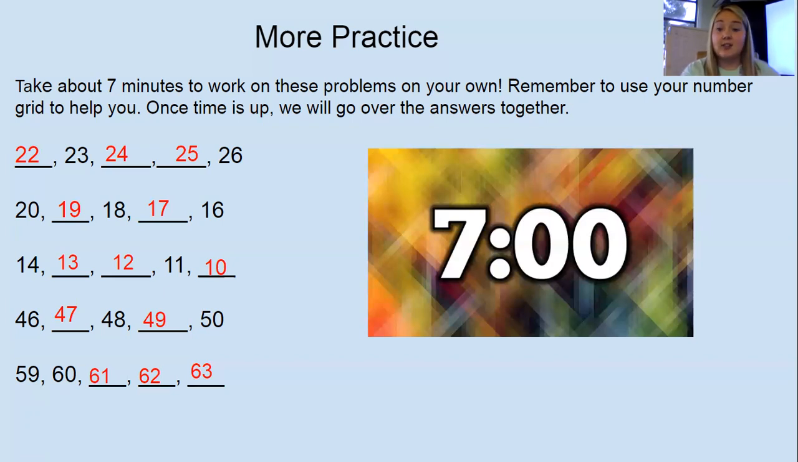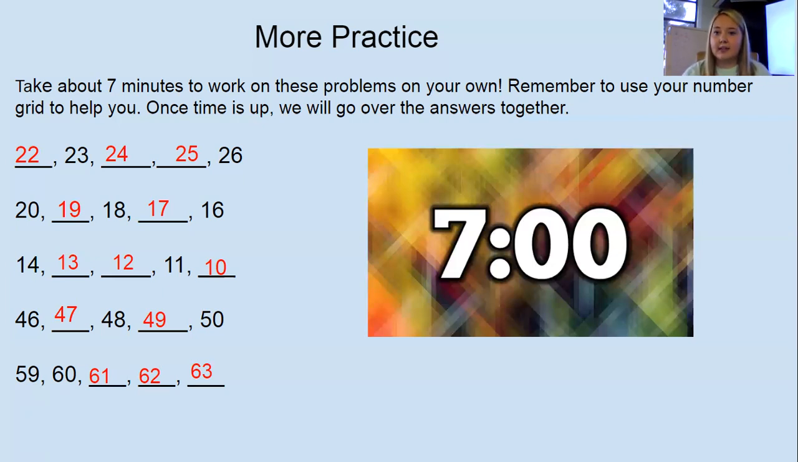All right, now these last two were kind of tricky because they're some pretty big numbers. So let's see how we did. Say the answers with me again. Are you ready? 46, 47, 48, 49, 50. Those are some big numbers, but I bet you guys did a great job using your number grid to figure out the answers. All right, and the last problem, let's say it all together. Ready? 59, 60, 61, 62, 63.